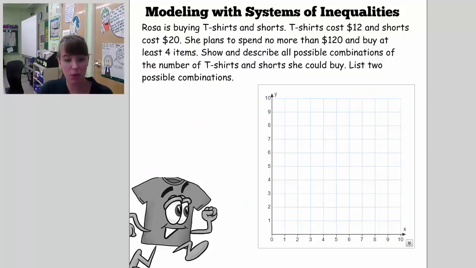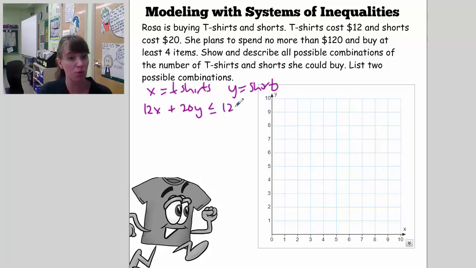Okay, finally we have a word problem. So let's say that Rosa is buying t-shirts and shorts. Let's let X be t-shirts, and we'll let Y be shorts. The t-shirts cost 12 and the shorts cost 20, and she wants to spend no more than 120, and she needs to buy at least 4 items. So that means that 12X plus 20Y has to be less than or equal to 120, right? And we know that X plus Y has to be greater than or equal to 4. So the items together have to be greater than or equal to 4, and the cost has to be less than what she wants to spend.